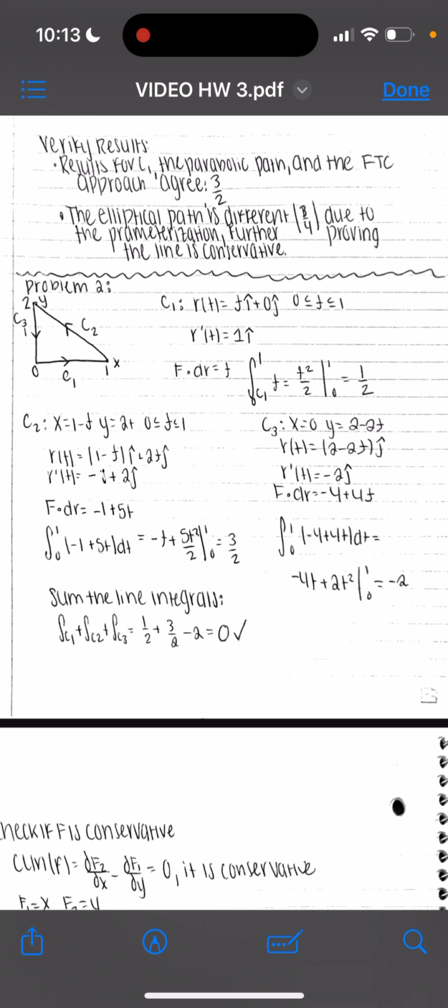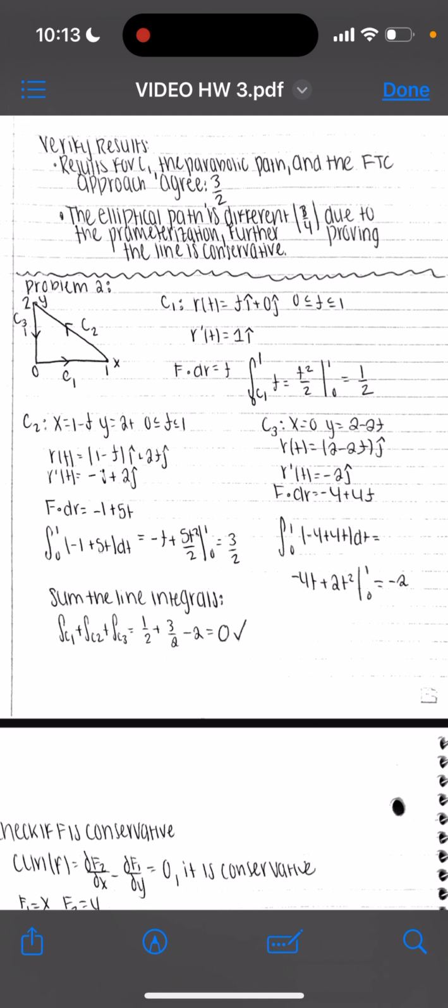For C2, we get x equals 1 minus t and y equals 2t for t values of 0 to 1. r(t) equals (1 minus t)i plus 2tj. Take the derivative of that. Then you compute the dot product. C1, C2, and C3 will all be done very similar, just different numbers. The dot product is negative 1 plus 5t, which you will then integrate from 1 to 0. And the answer to that is 3/2.